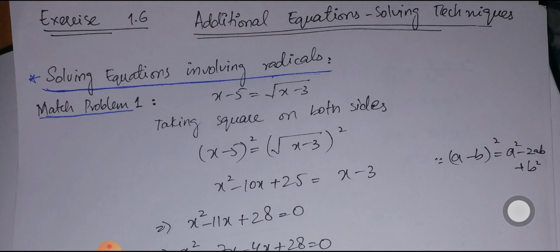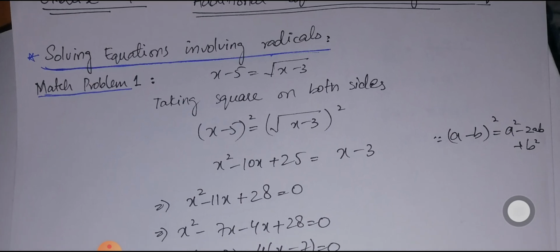Up till now we have discussed how we could solve a linear equation and how we can solve a quadratic equation. In this exercise we are going to discuss whether it is possible to transform a given equation into the form of a quadratic equation so that we can easily solve it. Basically, in exercise 1.6 we are going to discuss which types of equations are reducible to the quadratic form, and then how we can solve those equations. The first technique is solving equations involving radical signs.